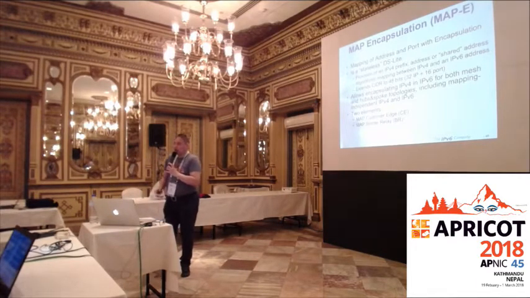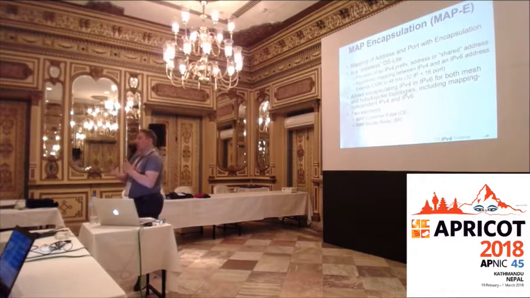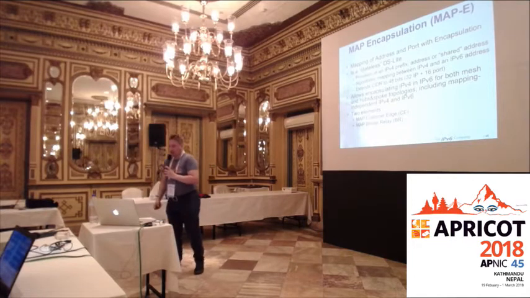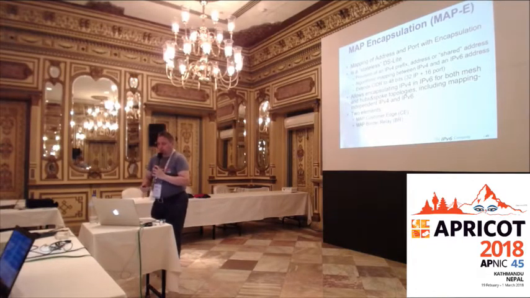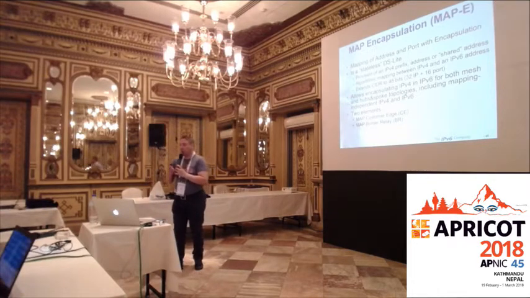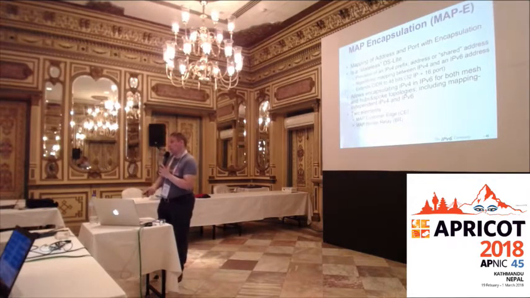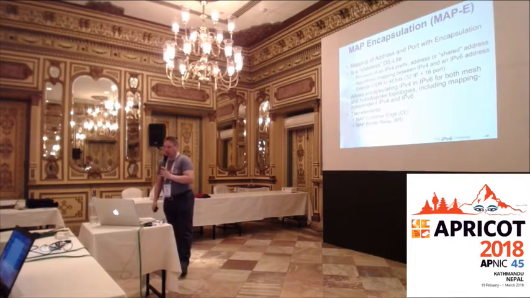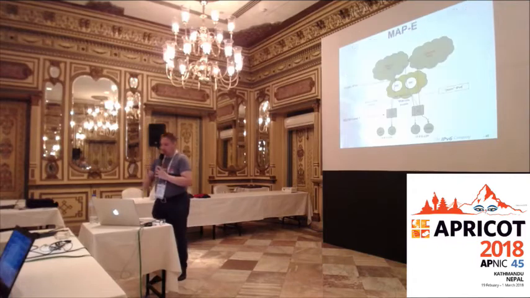So this protocol is a way of doing almost the same as DS-Lite, but trying to get rid of the state. It has two elements. It has what we call the MAP customer equipment, the CE, and instead of the carrier-grade NAT, we have the MAP border relay, okay? This will be the diagram.